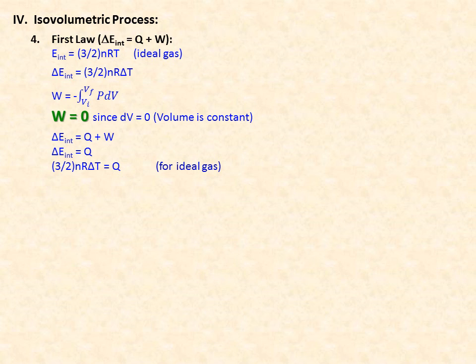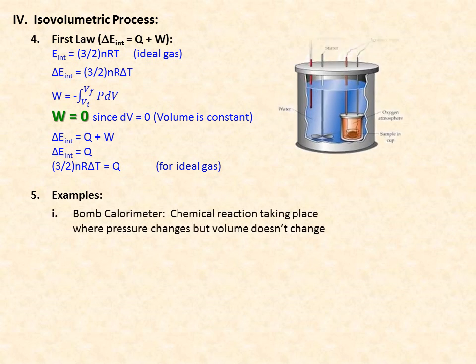So in the case of adding heat to our system, adding heat to our gas, that causes the pressure and the temperature of our system to increase. And likewise, in the case of removing heat from our system, that causes the pressure and the temperature of the gas to decrease. So looking at a couple of examples here.